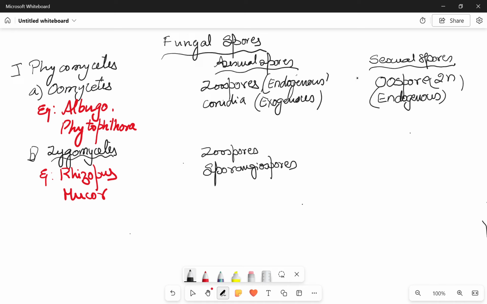Sporangiospores are aplanospores, and zoospores are planospores. Zoospores are motile, that's why those are planospores. Sporangiospores are non-motile, those are aplanospores. Both are endogenous, meaning inside the sporangium. And the sexual spore of the Zygomycetes is the zygospore. Like the oospore, the male and female gametes fuse and form the zygote. The zygote forms a thick wall around it and becomes the zygospore. This is also diploid and endogenous.